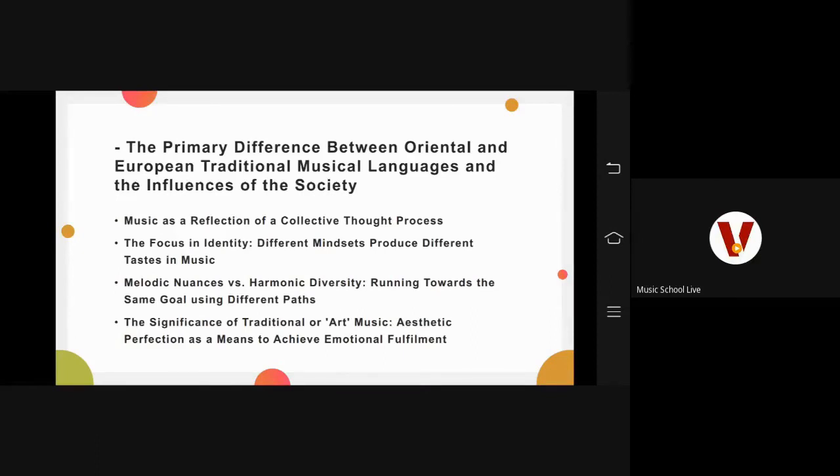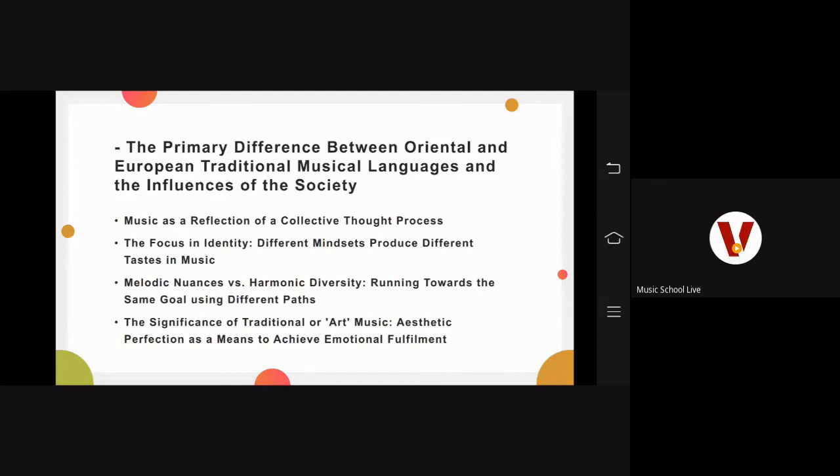So I would say melodic nuances and harmonic diversity, and the next point, the significance of traditional art music, are joined together. You know why? In India, and in Orientalism also, art music means aesthetic perfection, pleasing the ears, so that whenever an audience hears my music, they will say, wow, how beautiful this is. This is the common goal.